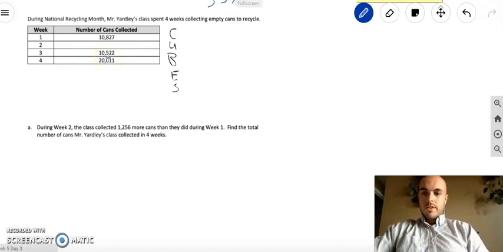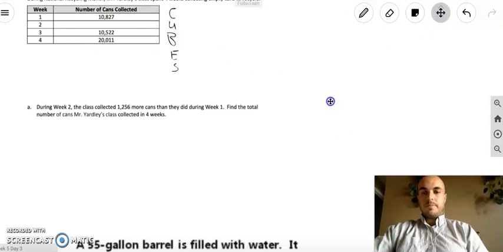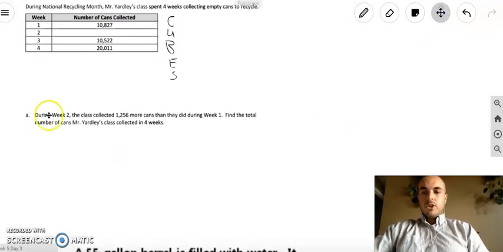So you guys will notice that we have week 1, 3, and 4 already filled in, and presumably exact amounts, but we don't have week 2. So keep that in mind as we read A here. During week 2, the class collected 1,256 more cans than they did during week 1. Find the total number of cans Mr. Yardley's class collected in 4 weeks.